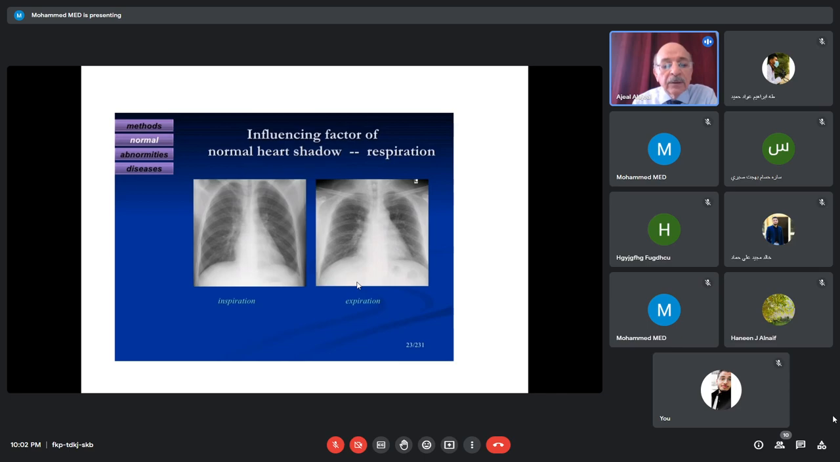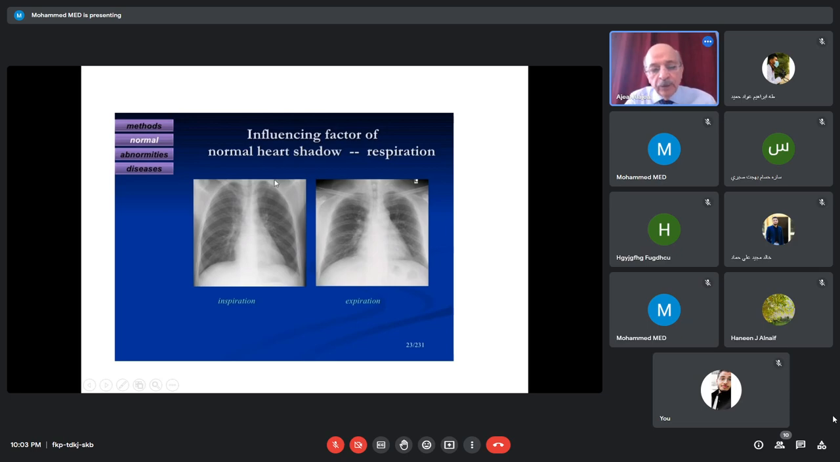I will show you how inspiration and expiration can affect the heart. The chest X-ray of the heart is standardized for deep inspiration. So what is the order a technician should give to the patient? The technician should teach the patient to breathe in and out a few times, so he collects oxygen and washes out CO2, and then to take a deep inspiration and hold his breath in deep inspiration, and then take a picture.